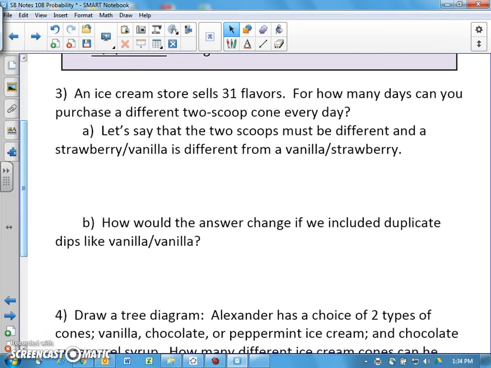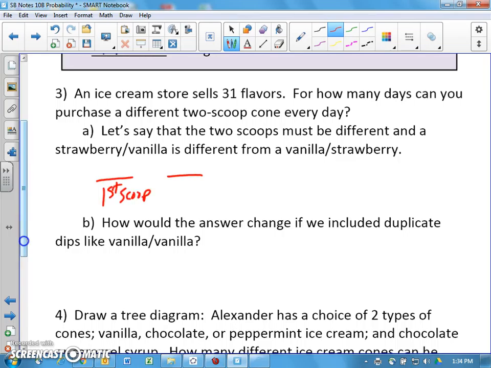An ice cream store sells 31 flavors. For how many days can you purchase a different 2-scoop cone every day? In situation A, let's say that the 2 scoops must be different, and strawberry vanilla is different from vanilla strawberry, because it matters which one you have on top. So I have the first scoop, and I have the second scoop to consider.